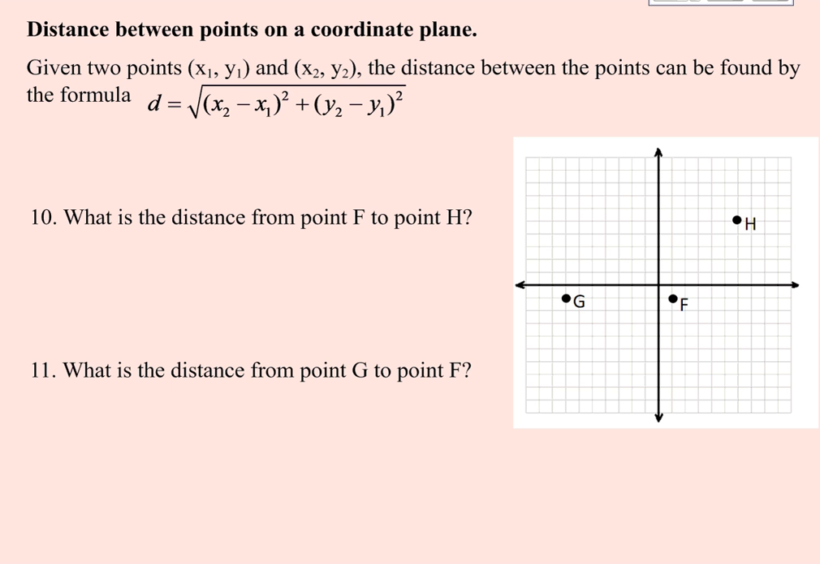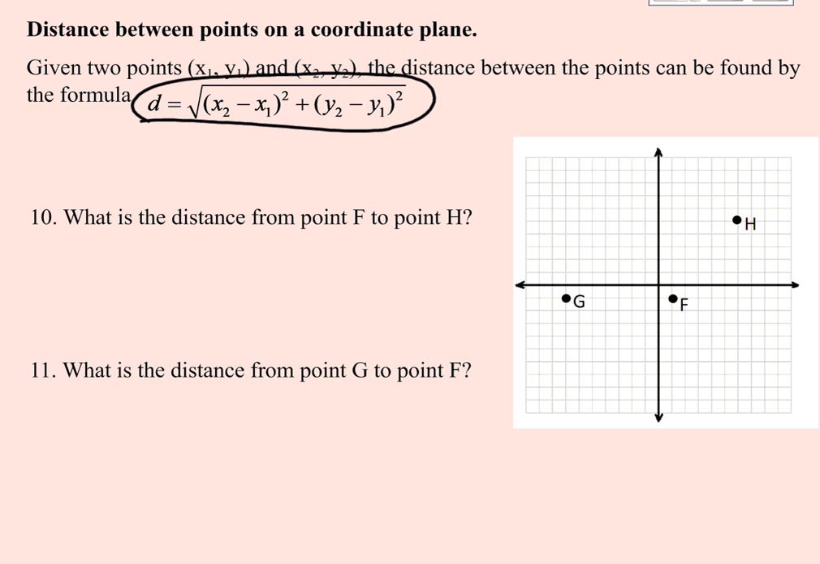Distance. Distance is a little bit trickier, especially for given 2 points. The distance formula looks like this: the square root of x2 minus x1 squared plus y2 minus y1 squared. So what is the distance from point F to point H?